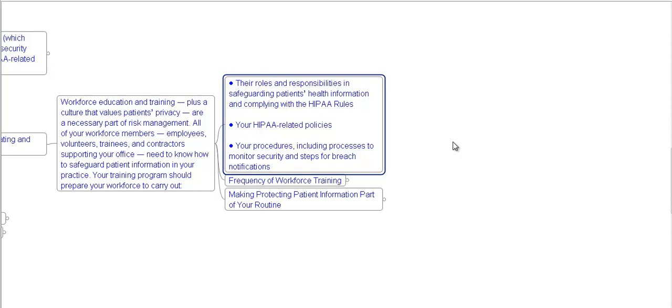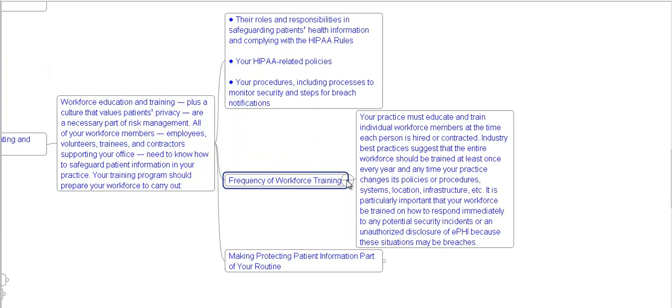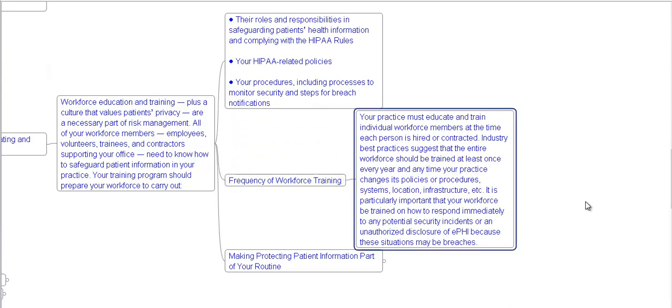Your HIPAA-related policies, your procedures including process to monitor security, steps for breach notification, and frequency of workforce training. Your practice must educate and train individual workforce members at the time each person is hired or contracted. Industry best practice suggests that the entire workforce should be trained at least once every year, and anytime your practice changes policies or procedures, systems, location, infrastructure, etc.